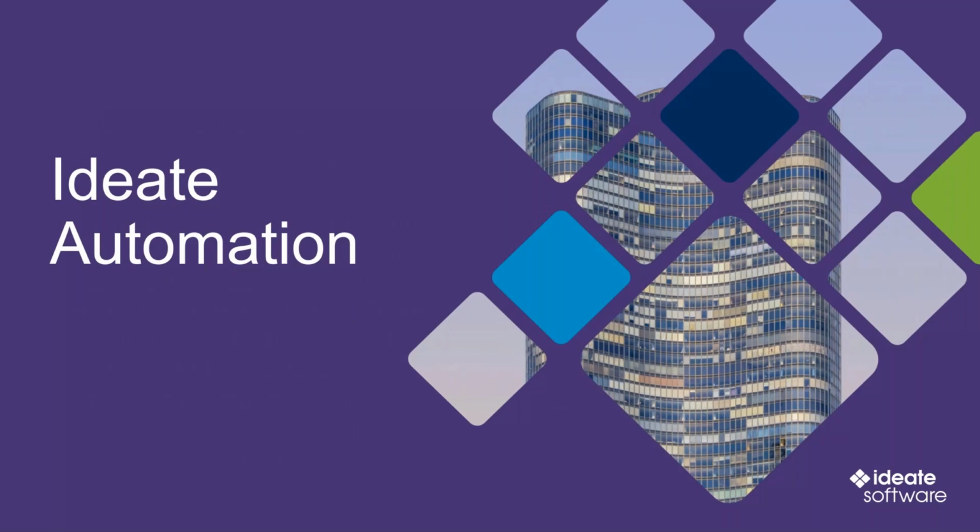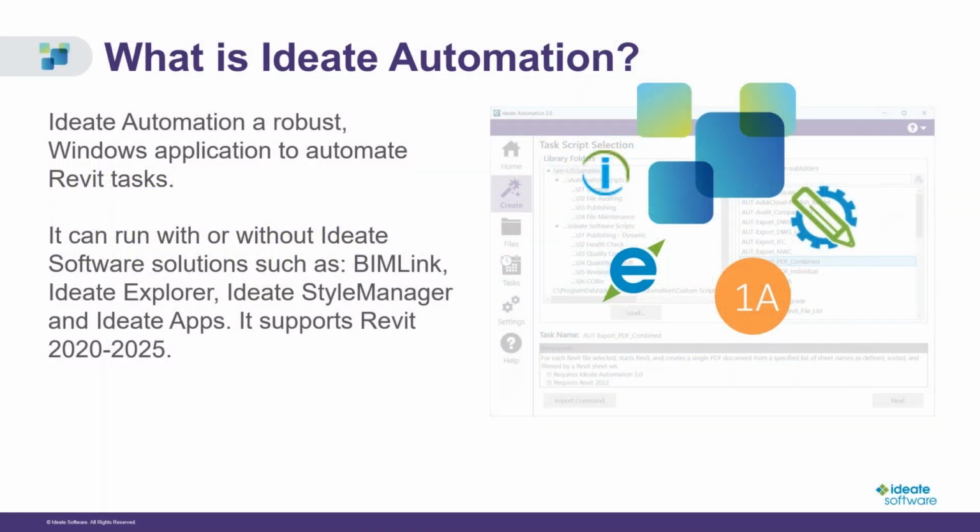So now we get to the fun part of the presentation, Ideate Automation. So what is Ideate Automation? It's a Windows application that automates your Revit tasks. It is compatible with Revit 2020 to 2025. It can, or cannot, doesn't have to, utilize the Ideate software solutions like BIMlink, Ideate Explorer, Ideate Style Manager, and Ideate Apps. It is designed to run with minimal inputs and delivers accurate and predictable results.